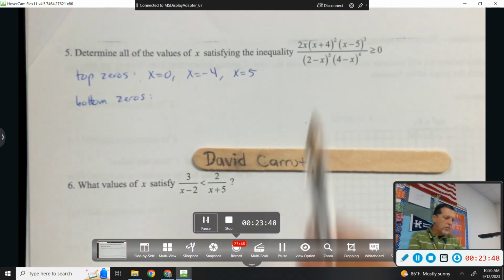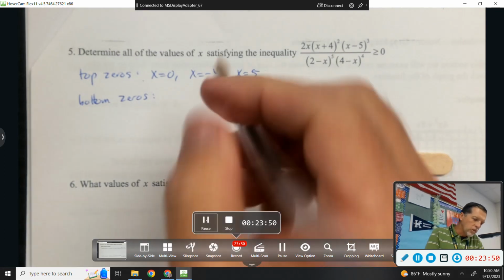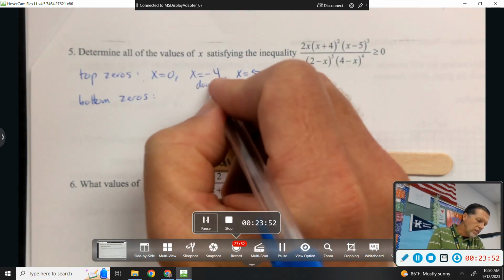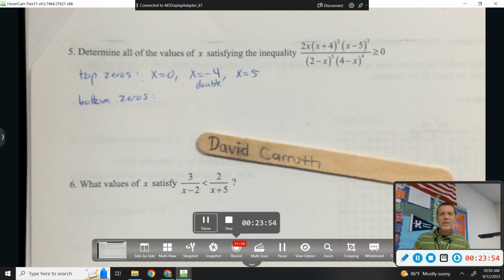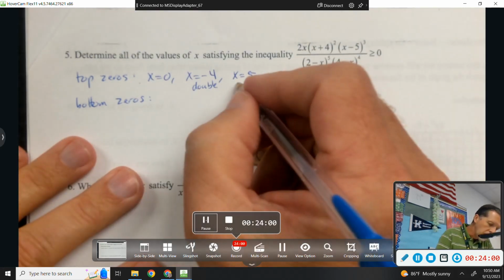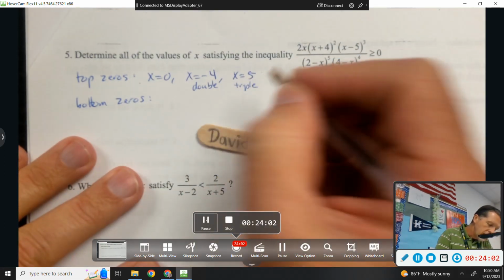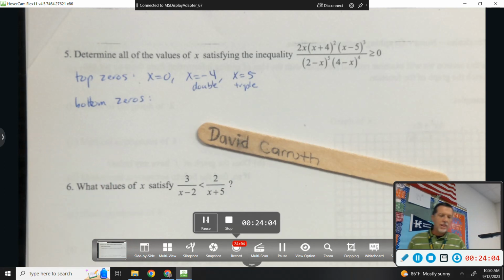But I do see that negative 4 is a double root. So I don't have to flag that, but it might be helpful later to make a note of that. Negative 4 is a double root. 5 is a triple root. So I don't have to say that, but it might come in handy later.